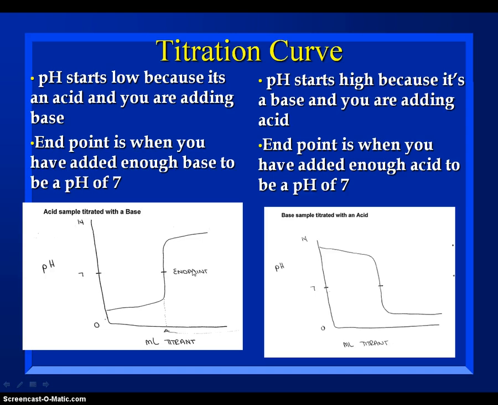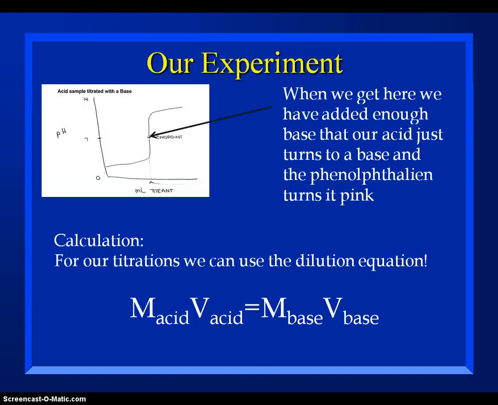So we're going to perform a titration in the lab. Now, how do we actually use the data that we get, the volume that we get, to figure out the concentration of the unknown acid or base?